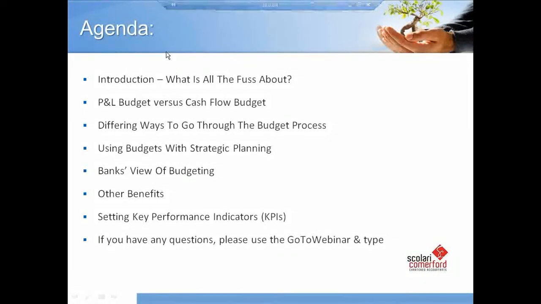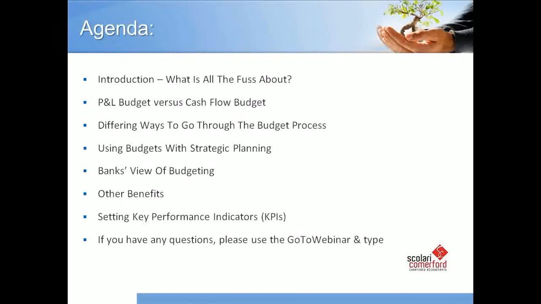Right, so in terms of what we're going to go through over the next 45 minutes or so, we'll have a look at what all the fuss is about in terms of budgets and P&Ls and cash flow. We'll have a look at the difference between a P&L budget versus a cash flow budget. What you'll see is that there are two very different beasts.